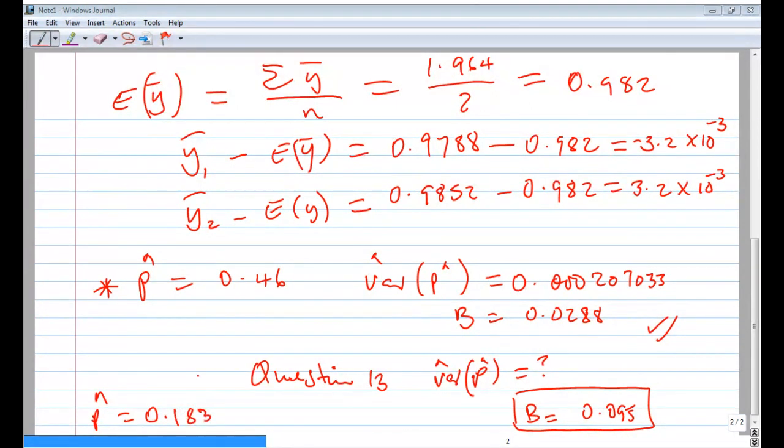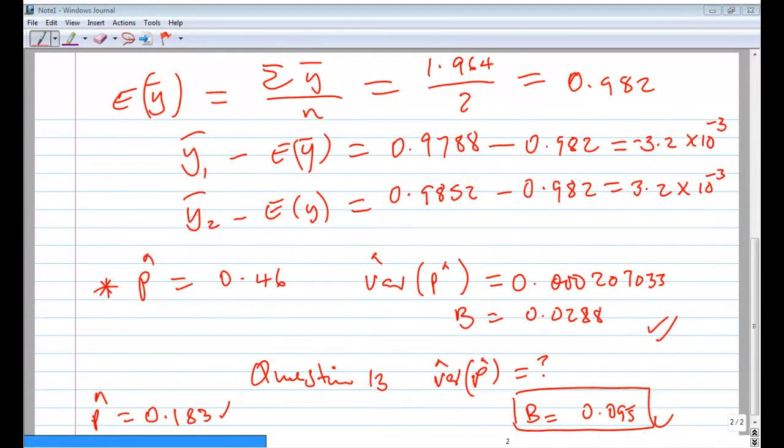Is it 0.183? Yes, 0.183. So this one I calculated, or somebody calculated it. I don't know whether it's true. So give me the answers for question number 14.